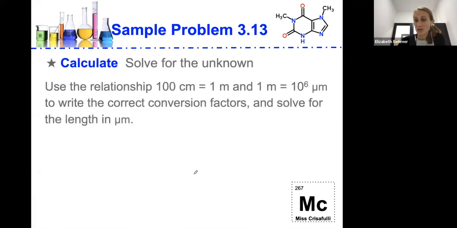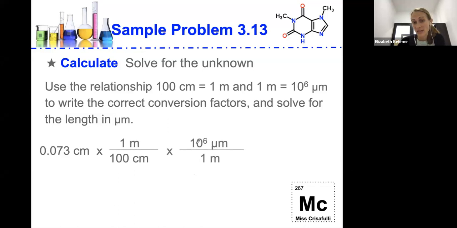Using the relationship 100 centimeters to a meter and 1 meter to 10 to the 6 micrometers, we can write the correct conversion factors and solve for the length in micrometers. So we have 0.073 times our first conversion factor. We'll want to pick the one with centimeters in the denominator, so these can cancel out. Then we'll multiply by our next conversion factor, 10 to the 6 micrometers per meter, making sure the meter is in the denominator. So now our meters can cancel out so that we will be left with our micrometer.